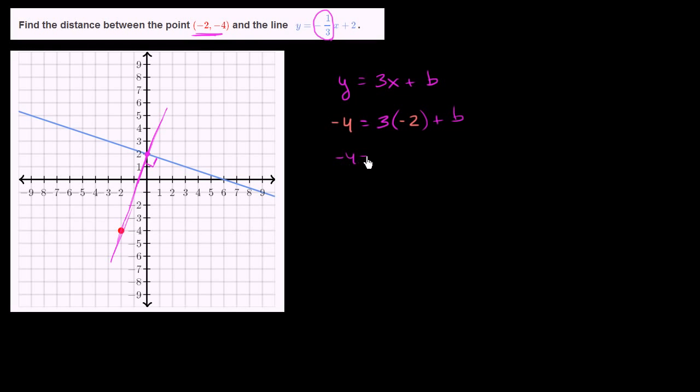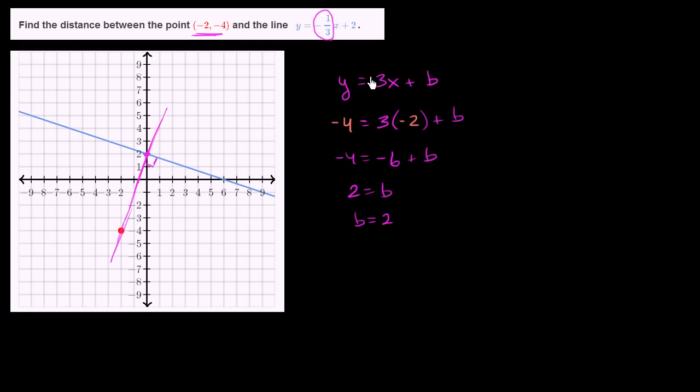We get -4 is equal to -6 plus b. Add 6 to both sides. You get 2 is equal to b, or b is equal to 2. So we were right. The y-intercept for the second line is at 2. So we immediately can eyeball, or we can verify, where they both intersect. They both intersect the y-axis at y equals 2. For both of these, when x is equal to 0, y is equal to 2.